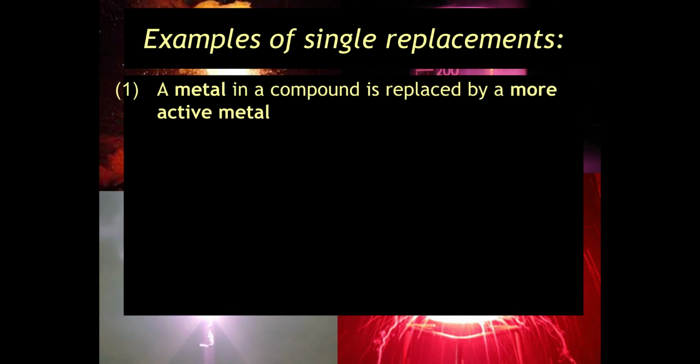A metal in a compound is replaced by a more active metal. So take this example. Lithium plus zinc acetate yields what? You have to predict the product. You have to predict the stuff on the right side of the arrow. So how are you going to do it? Well, lithium is a metal. Zinc is a metal. And so lithium can replace, the question is, can lithium replace zinc in this case?